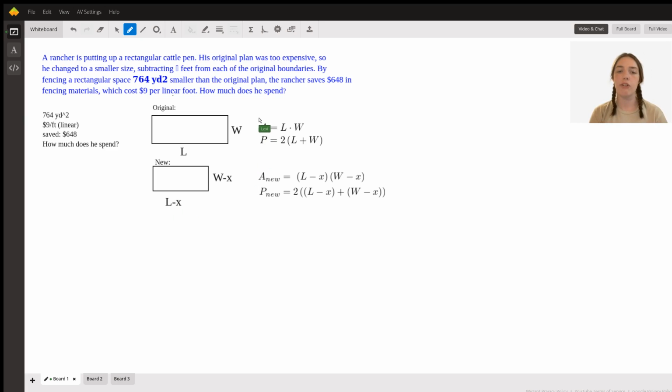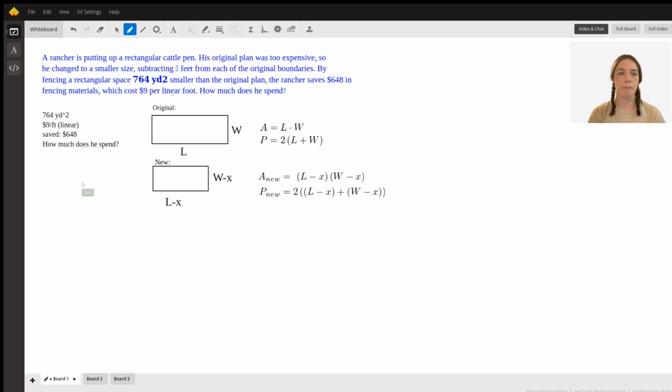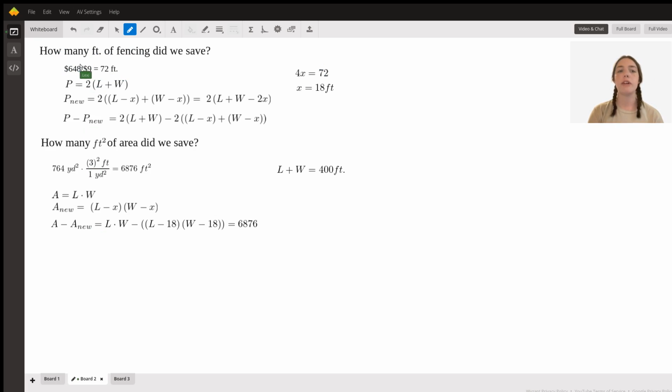These over here are just our important area and perimeter formulas. I'm not going to read through those right now, but in the new section, it's important to know I'm just using L minus X instead of L. And so the first thing we want to do is how many feet of fencing did we save? So we're going to take that $648 he saved, and it costs $9 per linear foot. So we can divide that and we saved 72 feet.